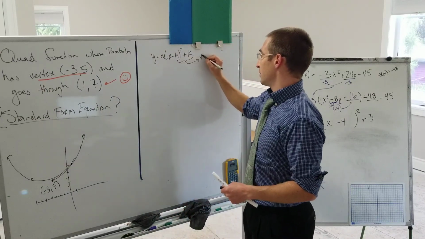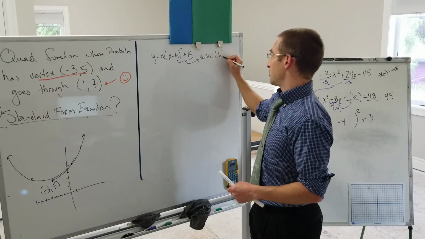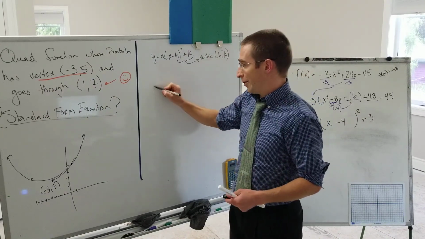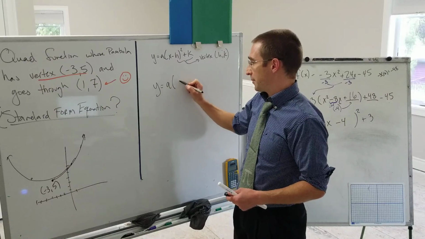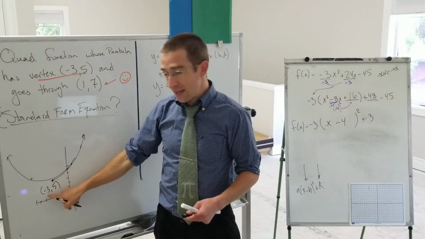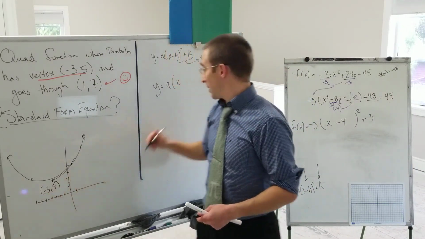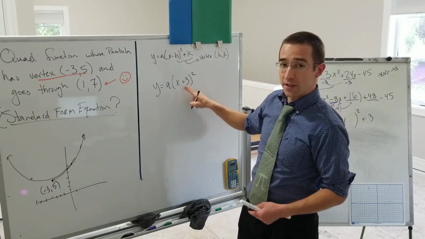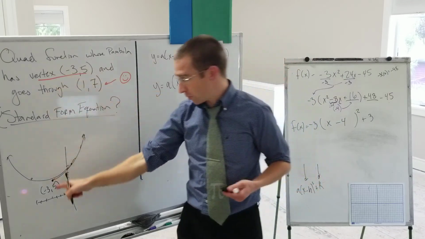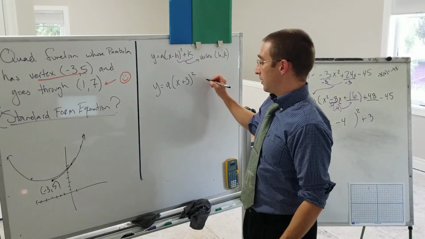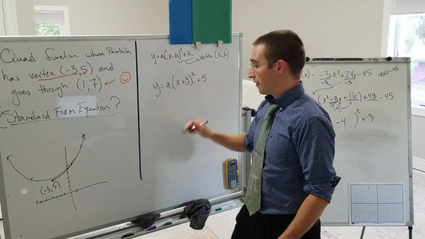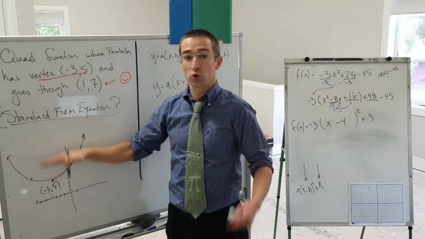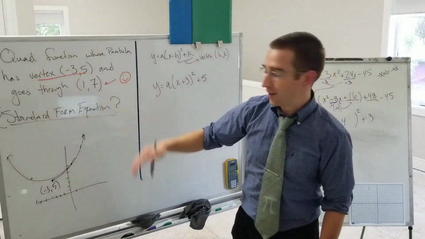This means the vertex is at h, k. So what we do is just go, all right, well, y equals a times x minus h. The h here is -3, so it's going to be a +3 squared, because the +3 denotes a shift left 3, which is what we got going on here. And then +5, because it's got a vertical shift up 5.